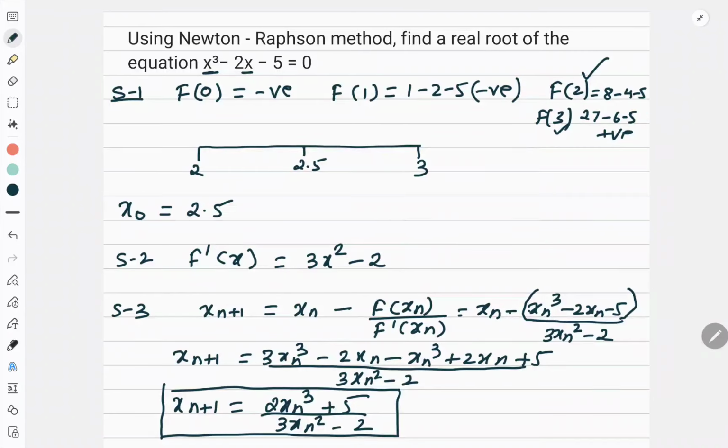See, many books and many students, what they do, they don't solve it. They keep it like this and put the value here. Nothing wrong in that also, but I personally feel this is easier version. Right? So I got 2xn cube plus 5, 3xn square minus 2.